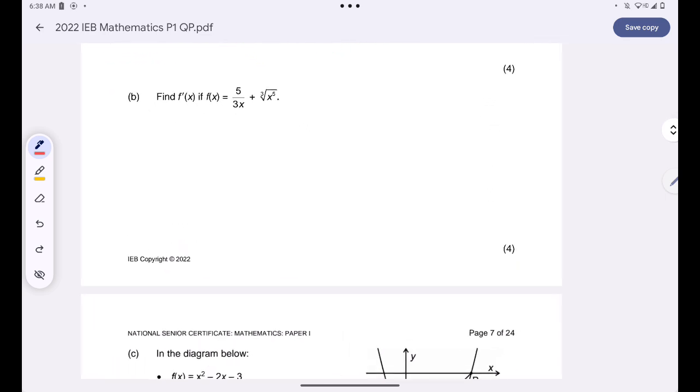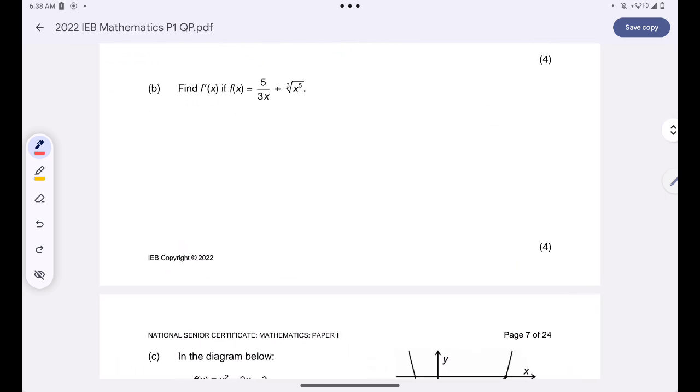Second question. I'm supposed to find f prime of x if f of x is this. For me to find the derivative, there are things I don't need. Firstly, I don't want to have brackets. Luckily, I don't have brackets here. I don't want to have surds. I do have surds. That means I must remove the surds. And I don't want the variable I'm supposed to derive to be at the denominator. That means I must remove the variable at the denominator.